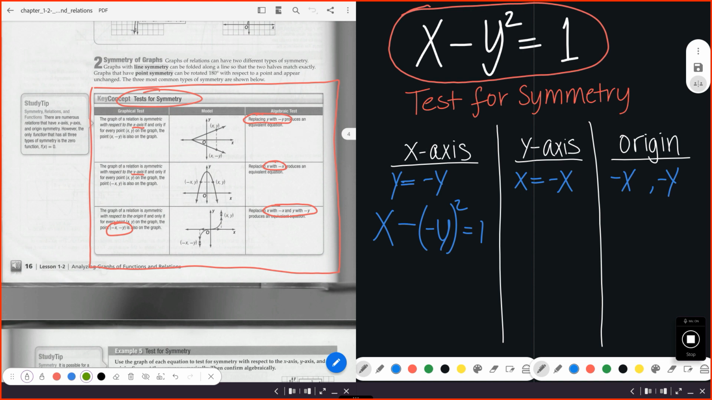I'm going to do the same thing here, and I'm going to change the color because it's mixing together. So now I'm replacing my x's with negative x's. So I'm going to write negative x minus y squared equals 1. And on this last one, x and y are both going to get a negative.